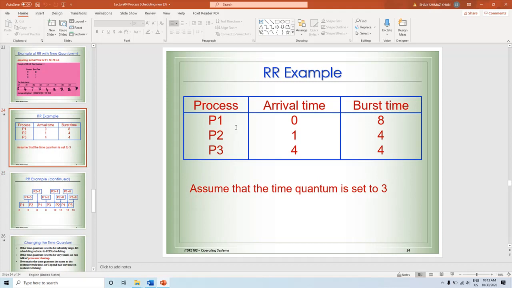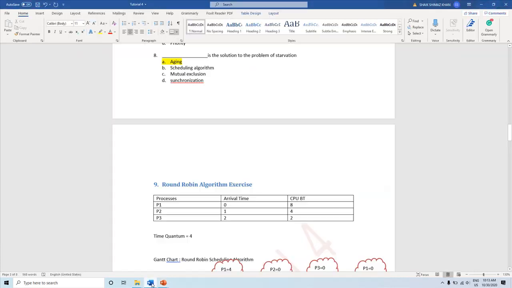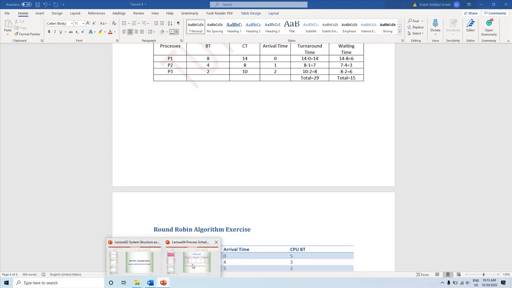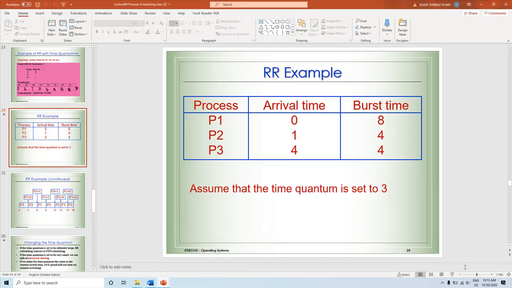So now we will work out some tutorial problems here. After we discuss the slides, we shall move on to the tutorial problems. Process P1, so this is another example. There are 3 processes, their arrival time and burst time are given, and the time quantum in this example is just 3.